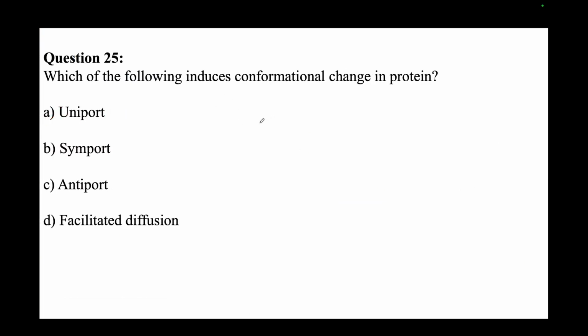So option A. Okay, moving to the last question, which of the following induces conformational changes in the protein? Option A, uniport, option B, symport, option C, antiport, and option D, facilitated diffusion. Which of the following induces a conformational change in the protein? What would be the correct answer? Yes, option D, very good. So option D, facilitated diffusion, will induce a conformational change.